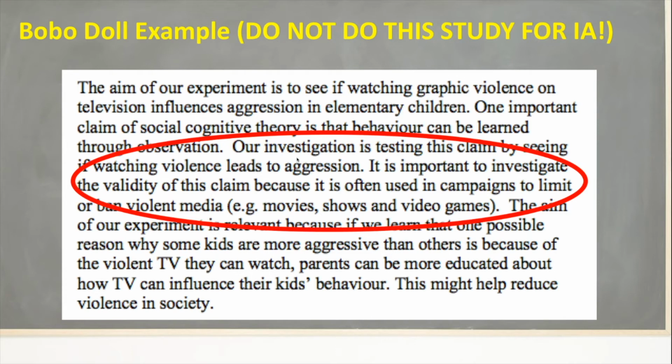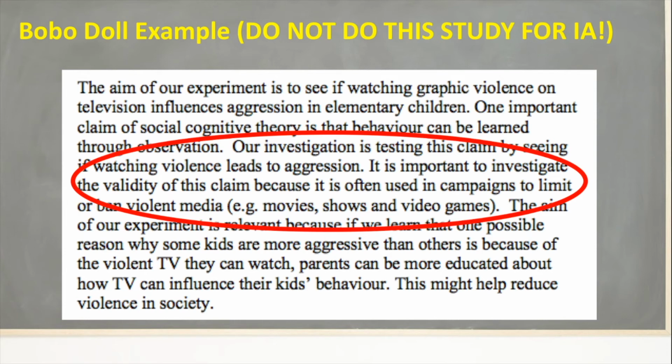Now notice I'm using the word investigation just to make it really clear to the examiner that I'm hitting those marks of the rubric. And so our investigation is testing this claim by seeing if watching violence leads to aggression. It is important to investigate the validity of this claim because it's often used in campaigns to limit or ban violent media. The aim of our experiment is relevant because... So you see what I've done here is kill two birds with one stone, and this is one possible way you could do this.